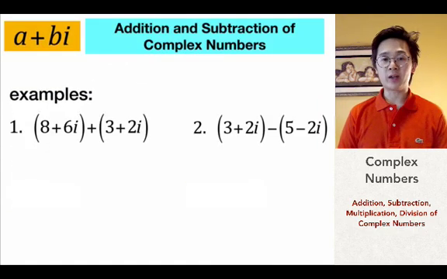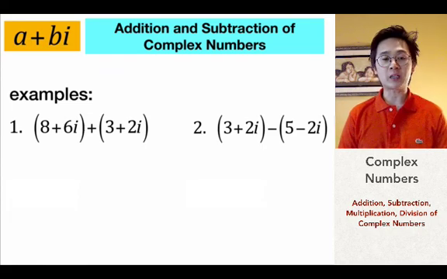So let's start with adding and subtracting complex numbers. Now in adding and subtracting complex numbers, we simply associate it with combining like terms, or addition and subtraction of polynomials. So in this particular case, we have real part and imaginary part.